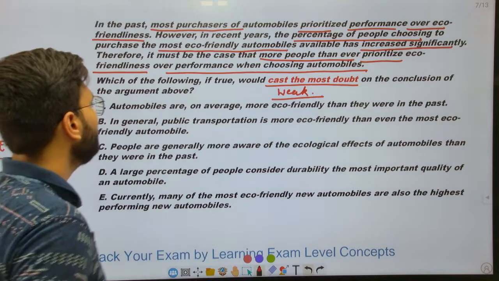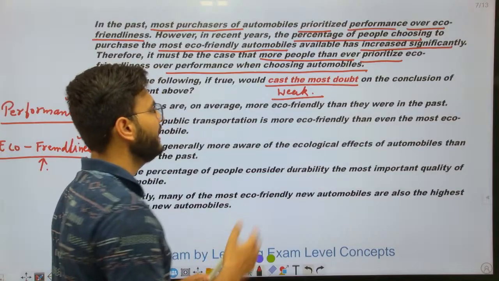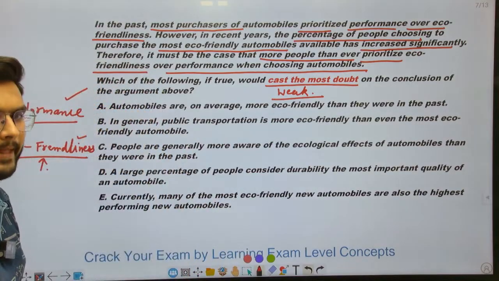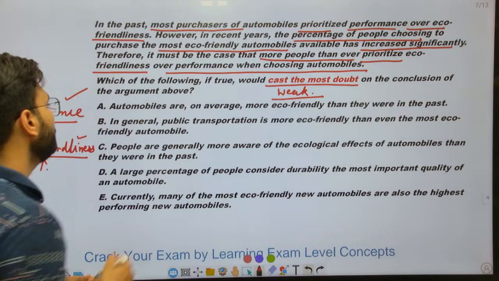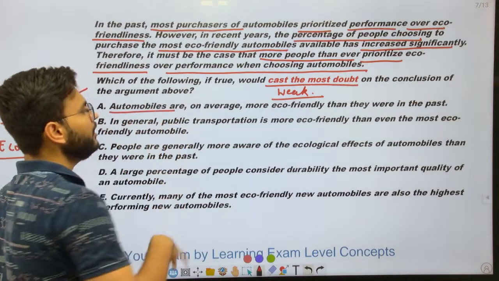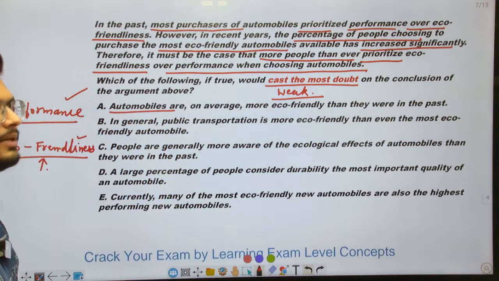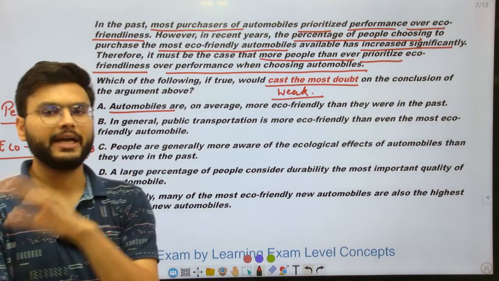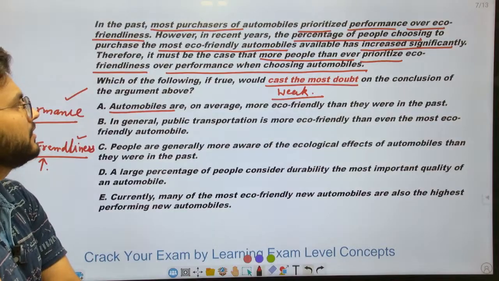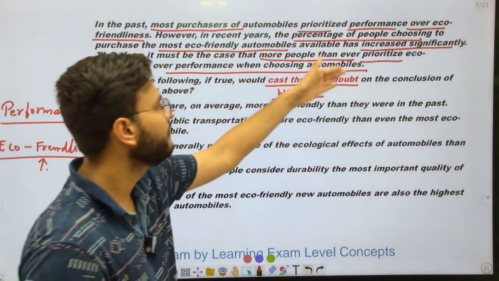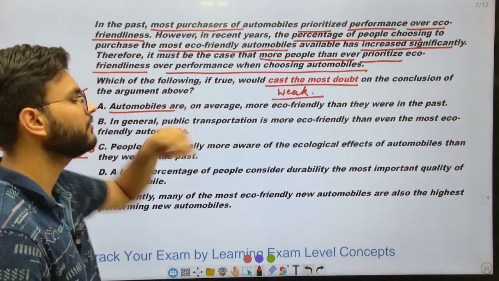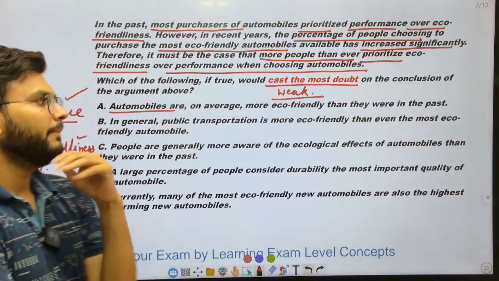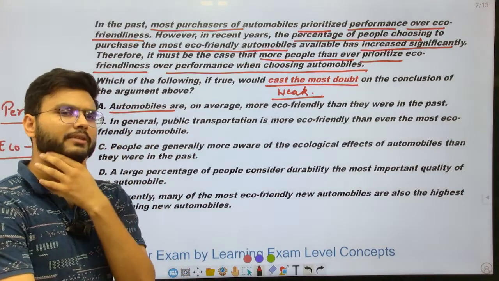Automobiles are on average more eco-friendly than they were in the past. Now, you are saying automobiles now are more eco-friendly than they were in the past. But this option choice says that the prioritization of the people changed, that more people than ever prioritize eco-friendliness over performance. Okay, but does it give me a reason to believe that it weakens the argument?